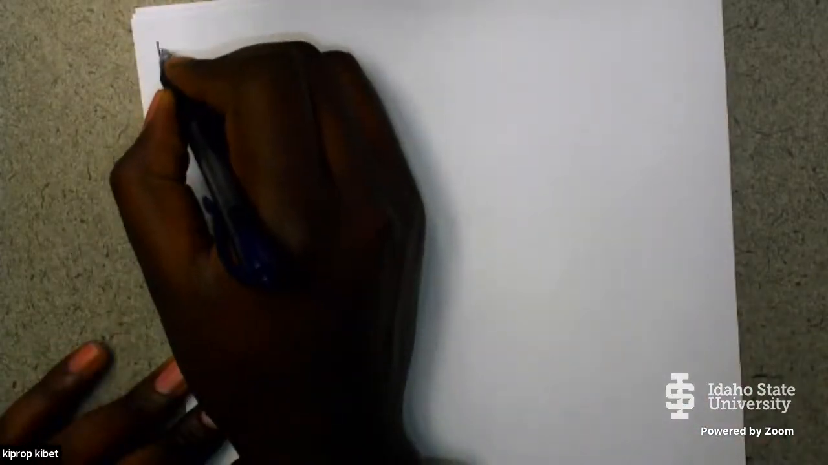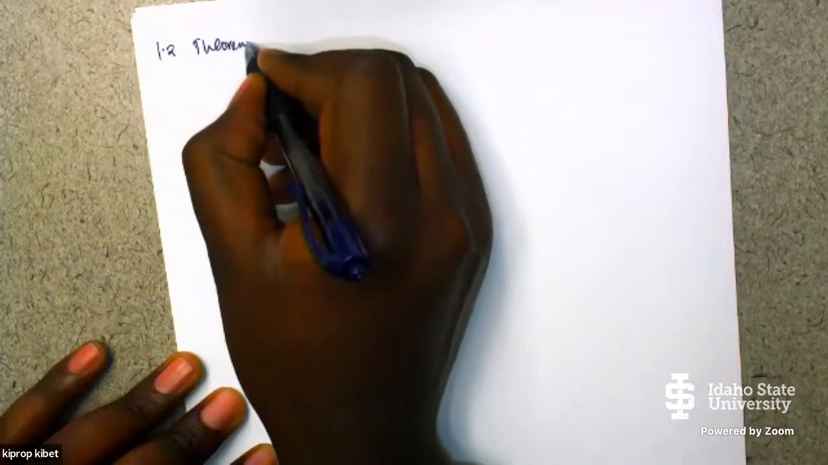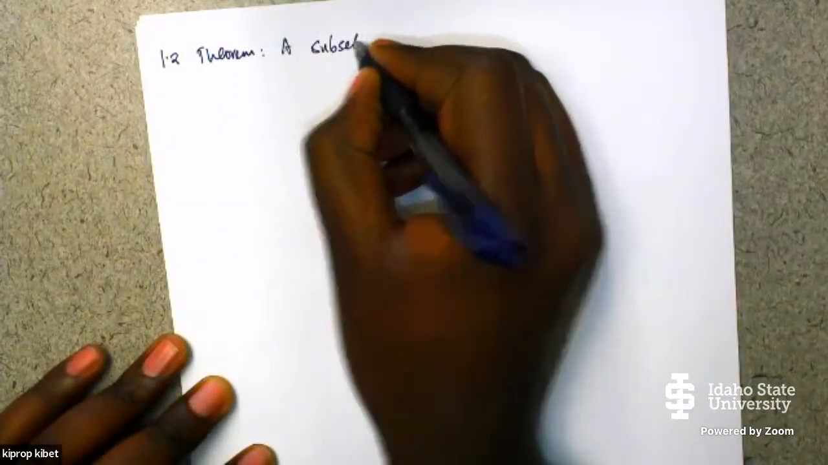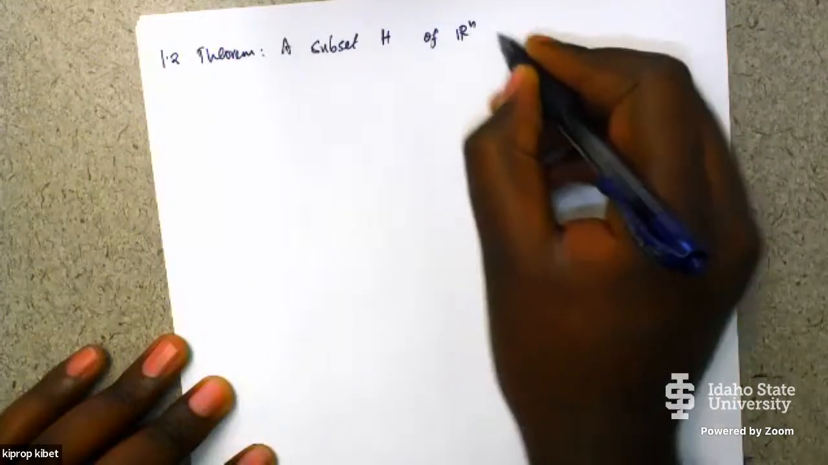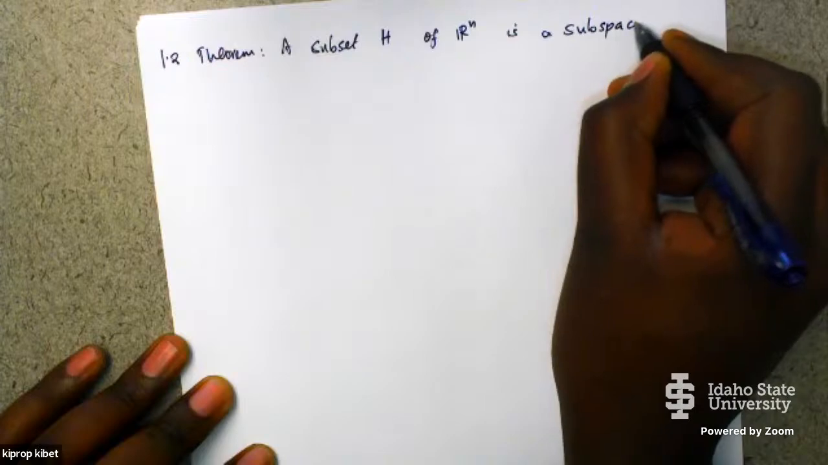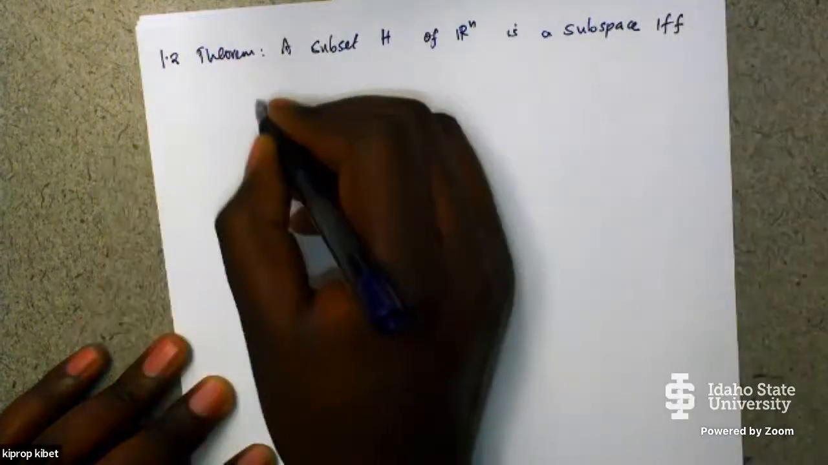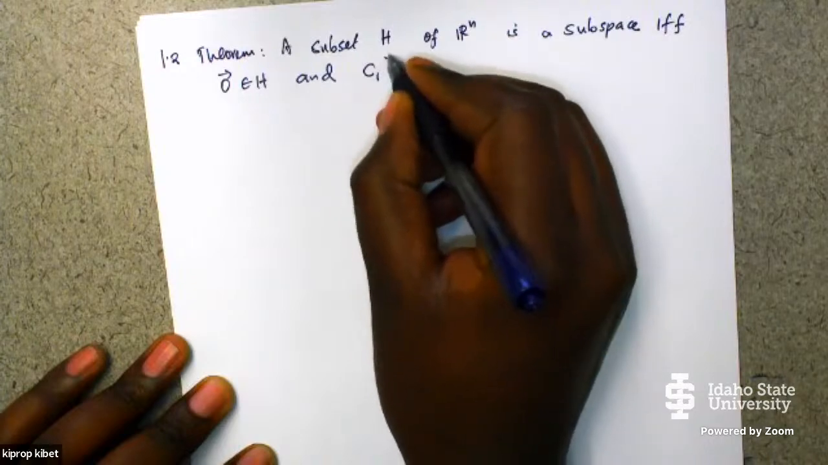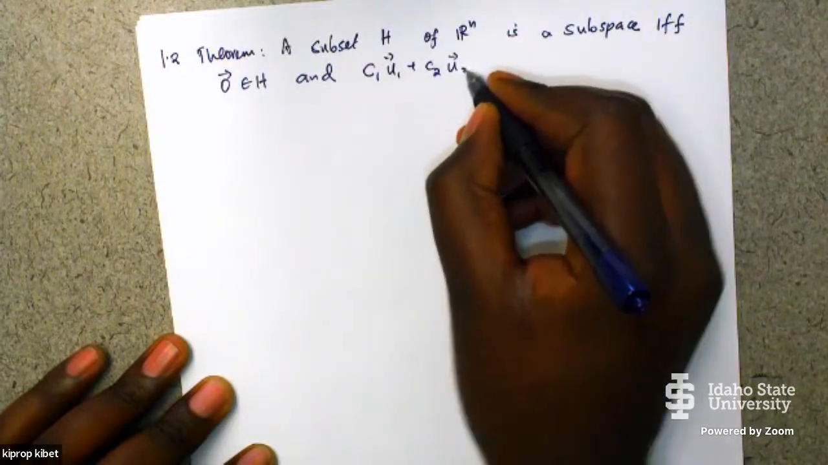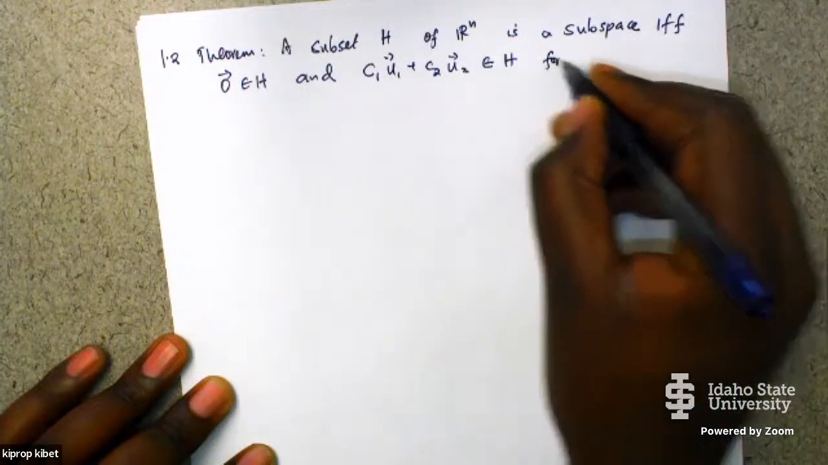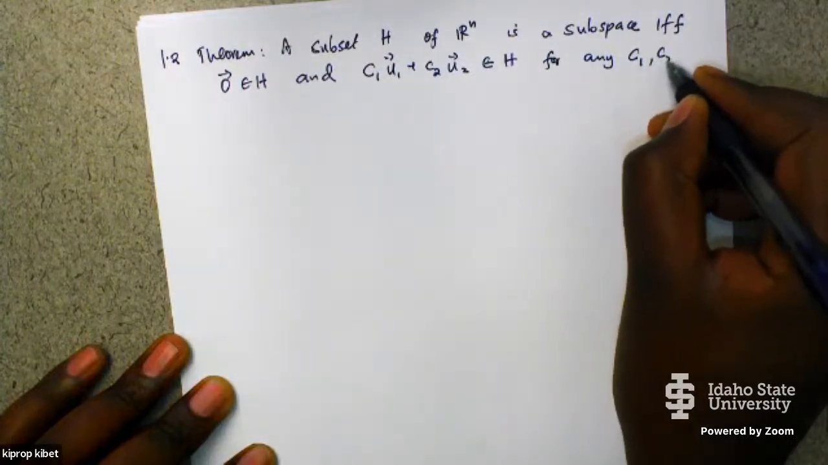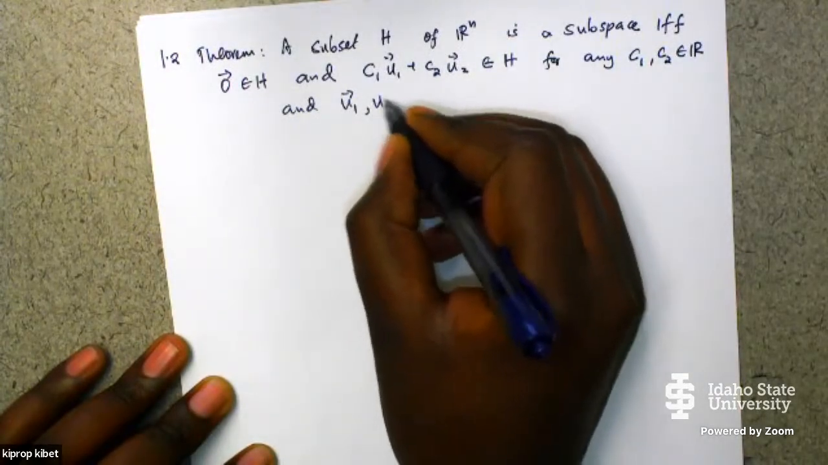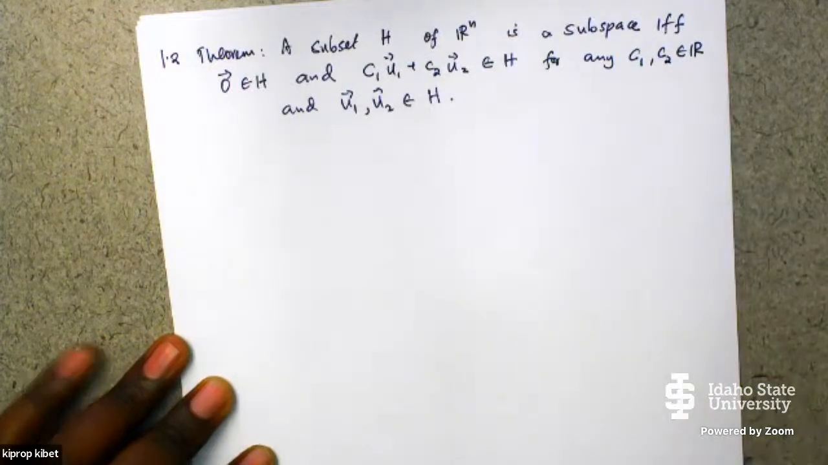Let's look at theorem 1.2. Theorem: A subset H of Rn is a subspace if and only if the zero vector is an element of H and c1 u1 plus c2 u2 is also an element of H for any c1, c2 elements of real number and u1, u2 elements of H.